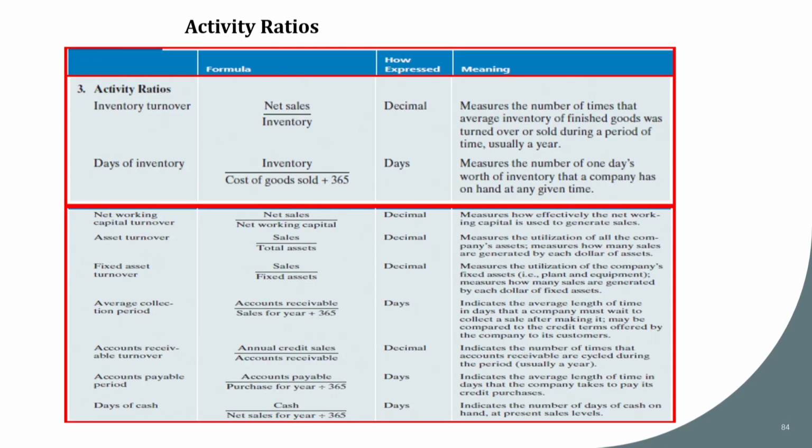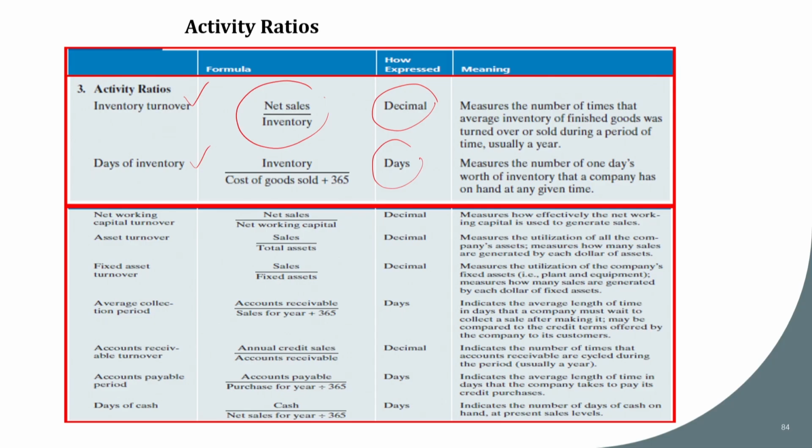And moving to the third type, activity ratios, you can see inventory turnover. The formula is given here. It means net sales divided by inventory, normally expressed in decimal terms. And then the days of inventory, that means inventory divided by cost of goods sold times 365. It is expressed in number of days.